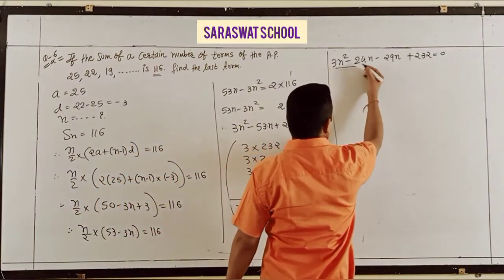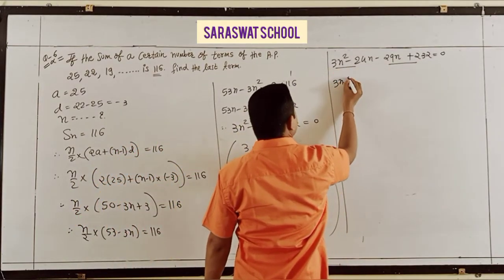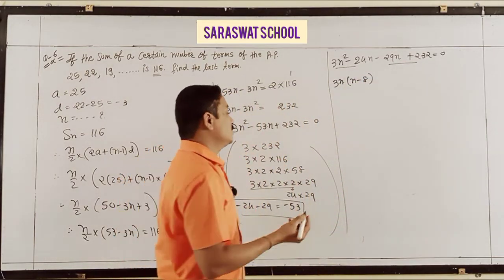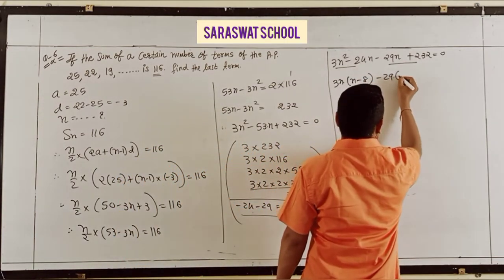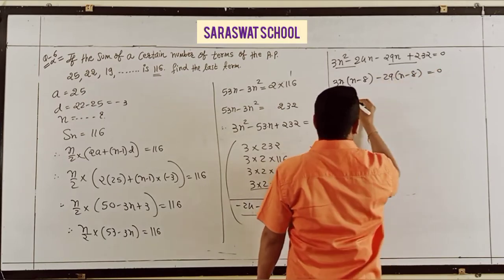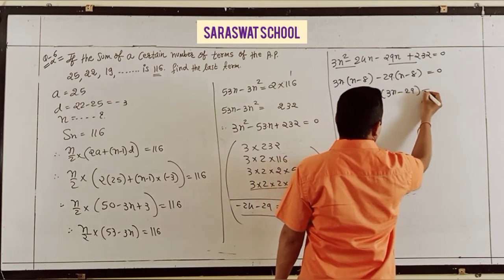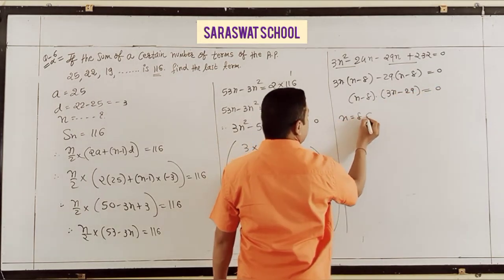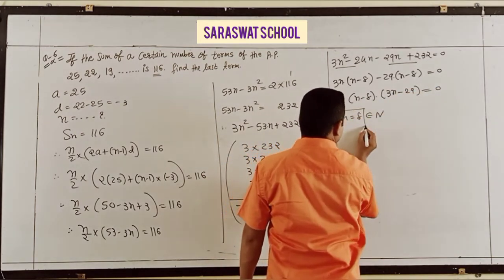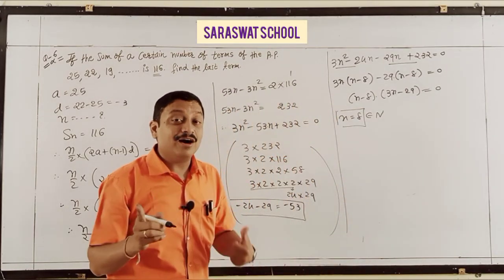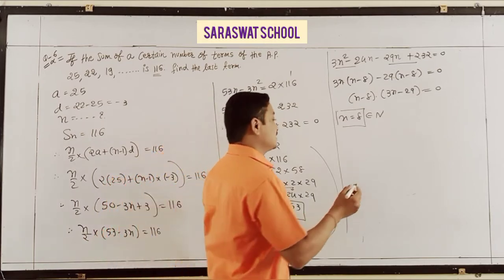Yes, here common pairing: 3n common, n minus 8. Continue. Here 29 common, n minus 8. So one factor is n minus 8 and the other is 3n minus 29. One answer is n equals 8. Check, it is a natural number, and always a natural number is correct for any AP terms.